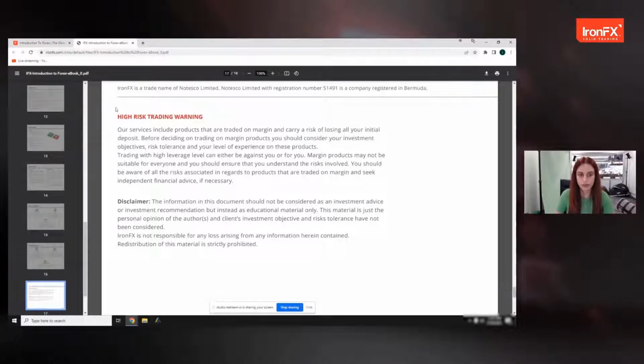And this one over here, high risk trading warning. So this is extremely important if you don't have any experience, if you don't know that there is always risk involved when it comes to trading. So you need to read the disclaimer. And as you see here, our services include products that are traded on margin and carry a risk of losing all your initial deposit. Before deciding on trading on margin products, you should consider your investment objectives, risk tolerance, and your level of experience on these products. As I said again, you're not going to be alone when it comes to this.